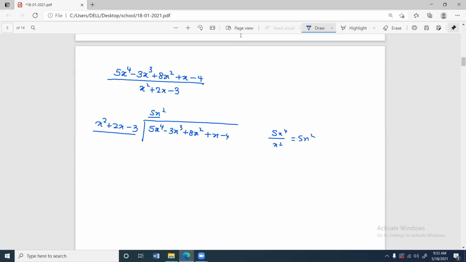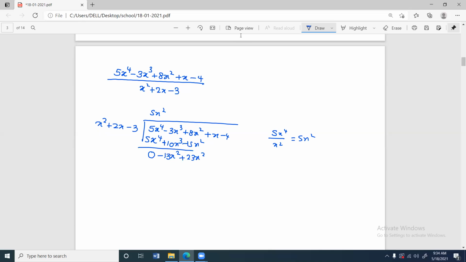5x squared into x squared is 5x to the power 4. 5x squared into 2x is plus 10x cubed. 5x squared into minus 3 is minus 15x squared. Then we subtract it. When you do the subtraction, 5x to the power 4 minus 5x to the power 4 is 0, it cancels. Minus 3x cube minus 10x cube is minus 13x cube. 8x squared minus minus 15x squared is 8 plus 15, it's 23x squared.